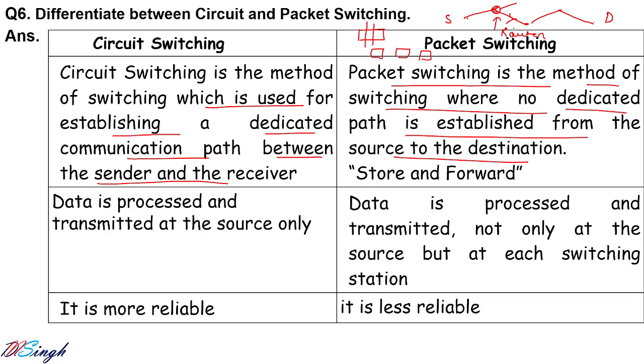To read the source and destination address, the router needs to store that packet inside memory, and the internet works on packet switching. In circuit switching, data is processed and transmitted at the source only. In packet switching, data is processed and transmitted not only at the source but also at each switching station, which I am calling a router. Circuit switching is more reliable and packet switching is less reliable, but nowadays packet switching also gives reliable data delivery.